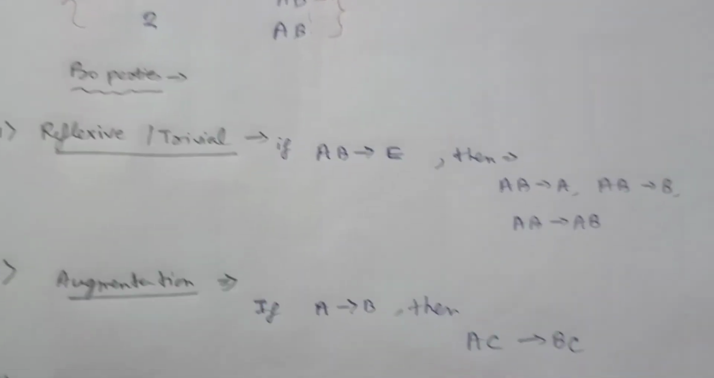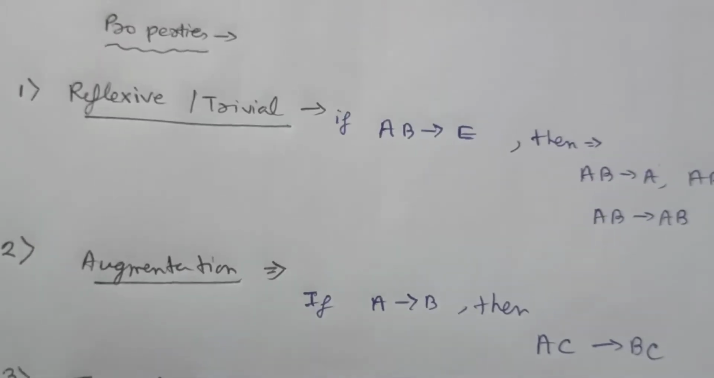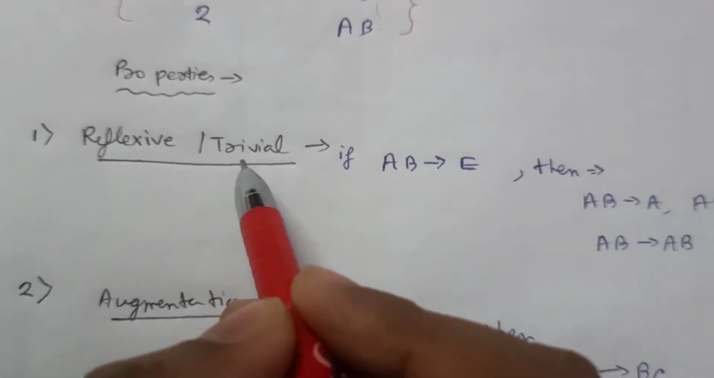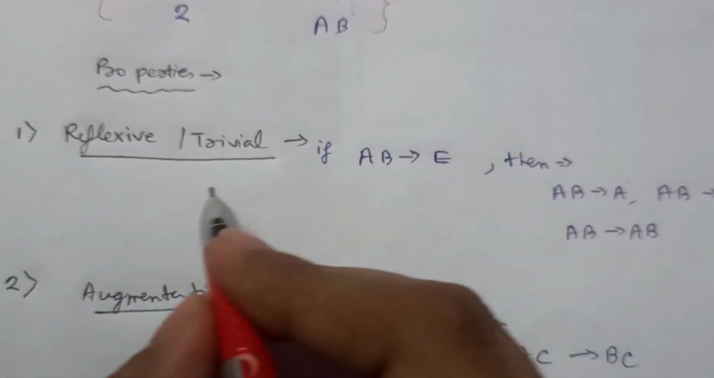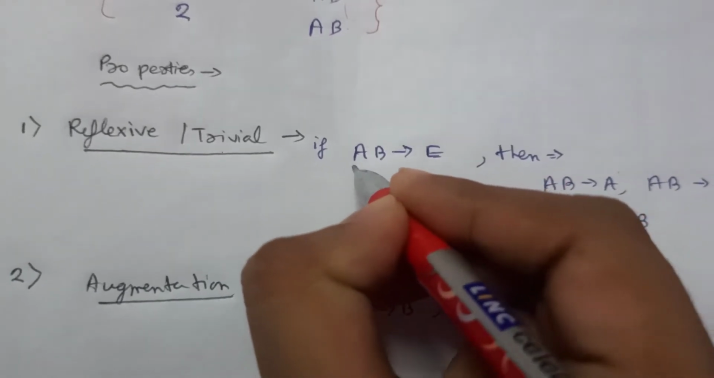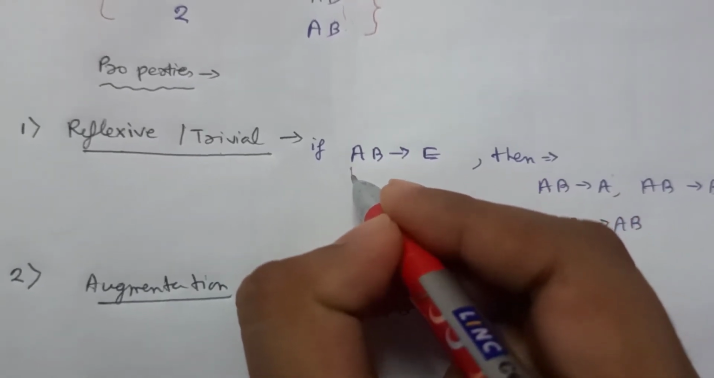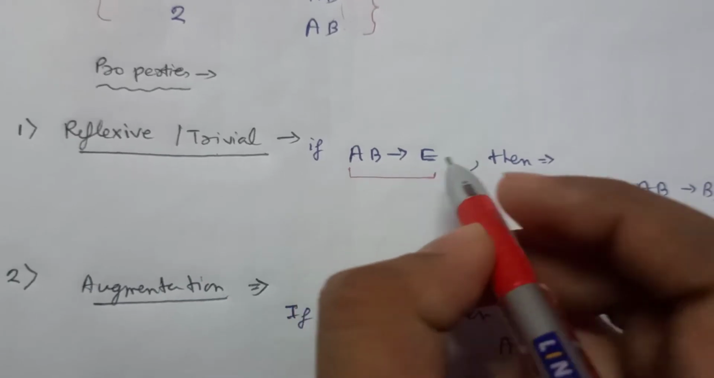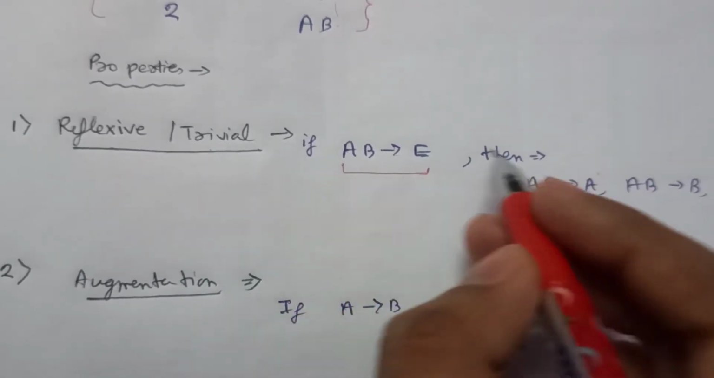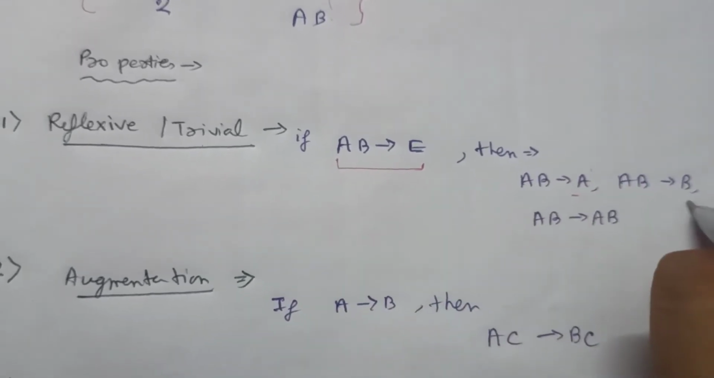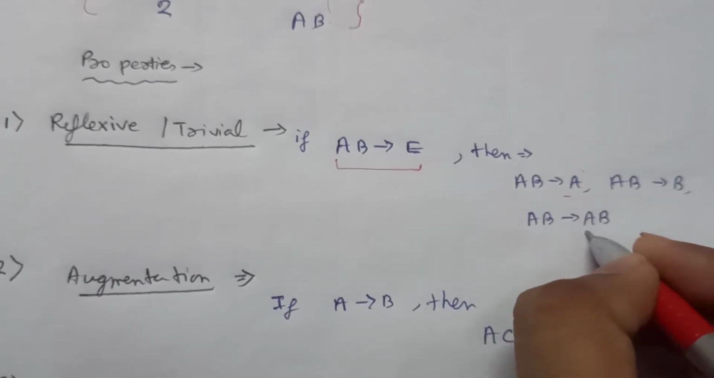Now let's check its properties. First is the reflexive or trivial property. How do we understand it? Let's see. If there is a functional dependency AB determining E, then this also means that AB can determine A, B and AB, all of this.